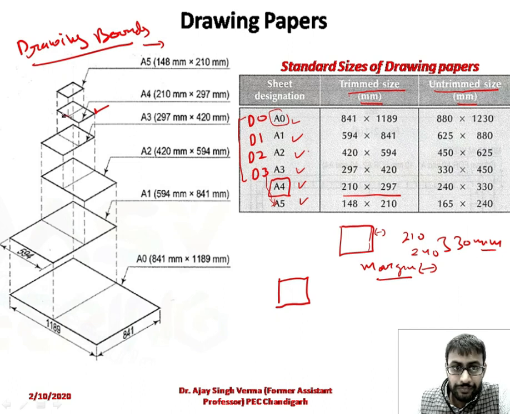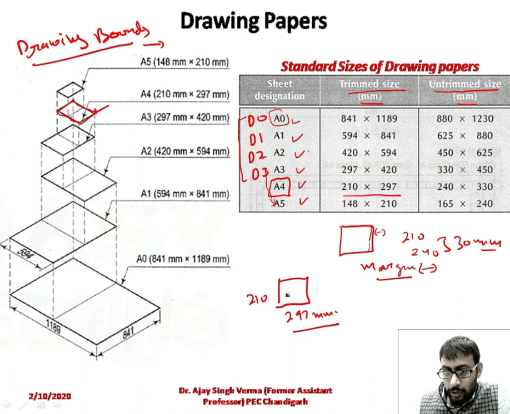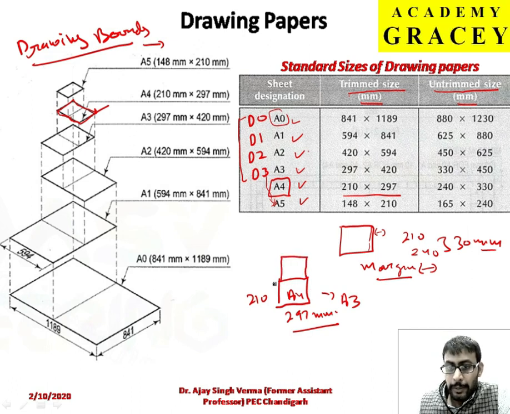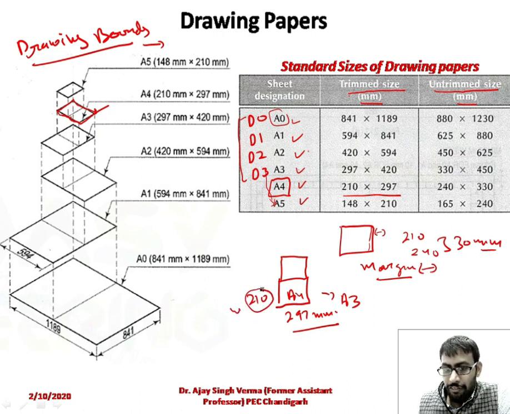This is your A4 sheet, and I'm plotting this A4 sheet having 210 mm width and 297 mm length. All dimensions are in mm. This is the A4 sheet. If I'm talking about the A3, what will the A3 be? A3 will become like this. The width of the A4 will become the length of the A3.